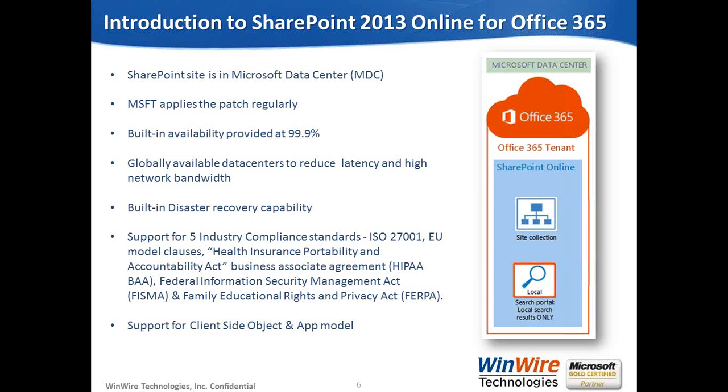In this, Microsoft applies patches regularly. These are updates that can help fix any of the bugs that are there in the product. You also get built-in availability of around 99.9%, which maps to around 8 hours of downtime per year. You get global data centers, which will reduce latency and increase your network bandwidth. You'll also get built-in disaster recovery because of the global data centers.